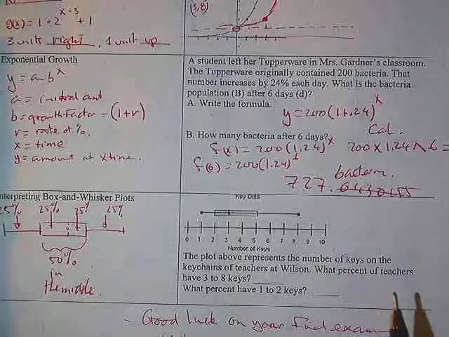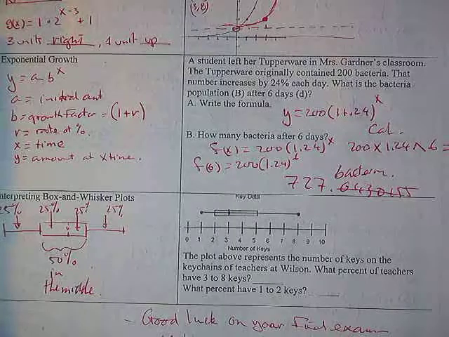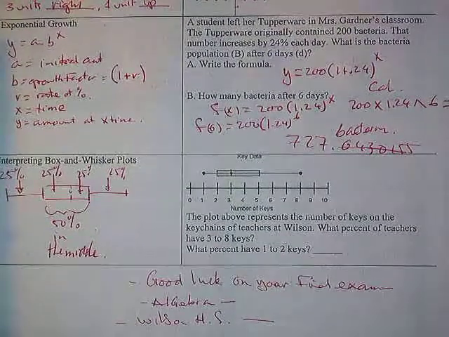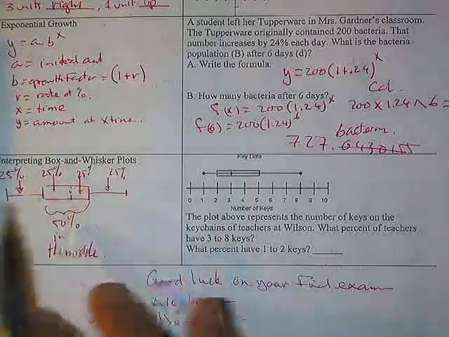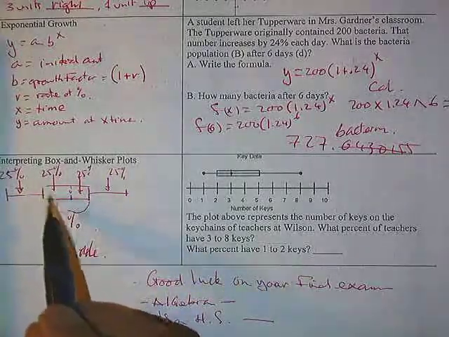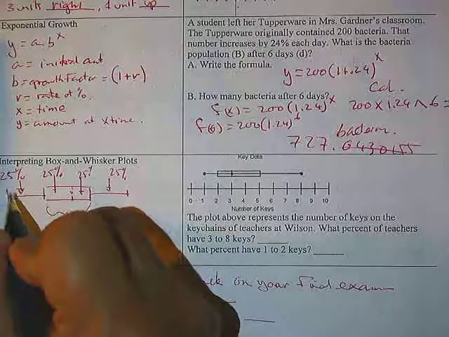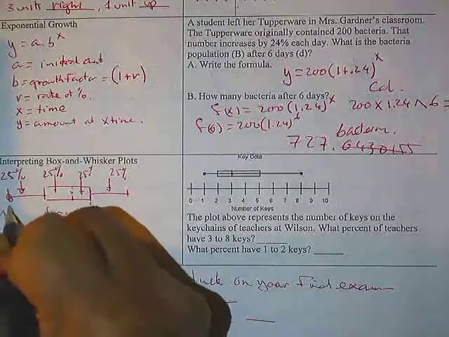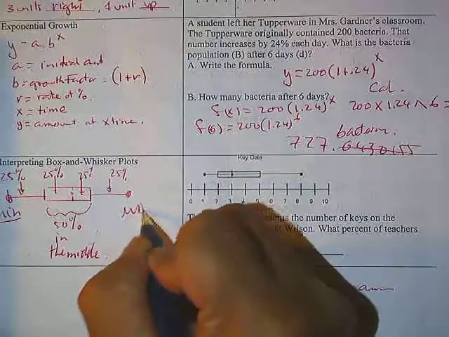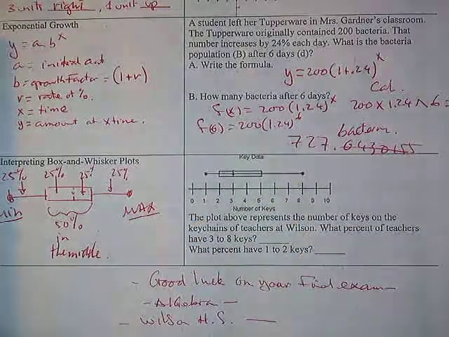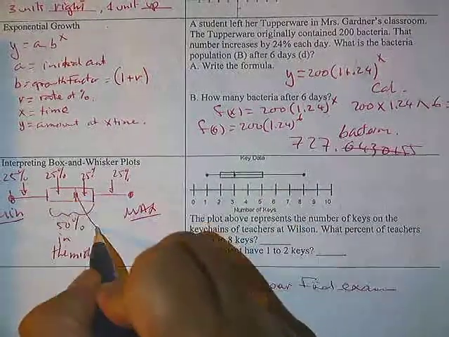And that comes out to be 727.0430.55. All this, of course, is ridiculous, because you're not going to count part of a bacteria. So that's just going to be 727 different bacteria. Right?